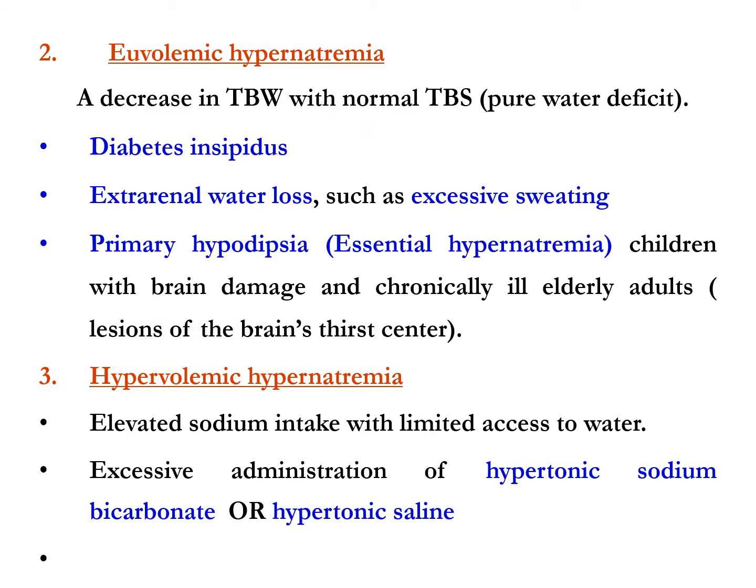In euvolemic hypernatremia, there is a decrease in total body water, but with normal total body sodium. So there is a pure water deficit, as occurs in diabetes insipidus due to deficiency of antidiuretic hormone or resistance to the actions of antidiuretic hormone. Extrarenal loss of water occurs in excessive sweating, as sweat is hypotonic. Also primary hypodipsia or primary adipsia, occurring in children or chronically ill patients with lesions in the brain thirst center. Or the patient may be hypervolemic hypernatremic, as in excess administration of hypertonic sodium bicarbonate or hypertonic saline.